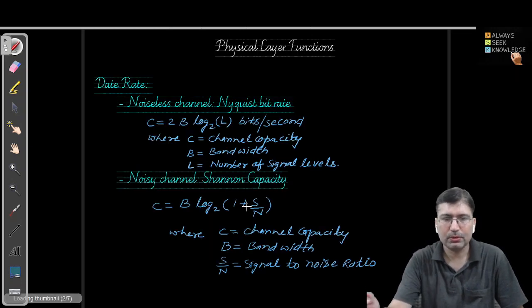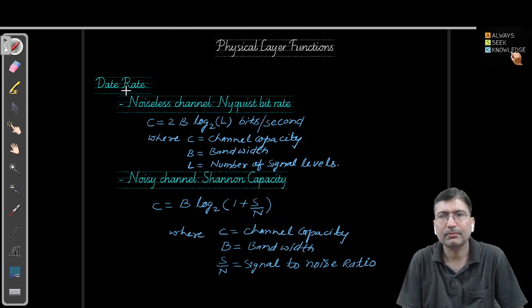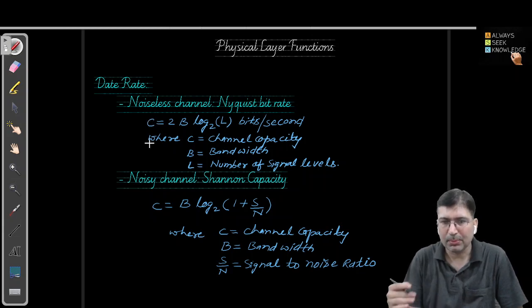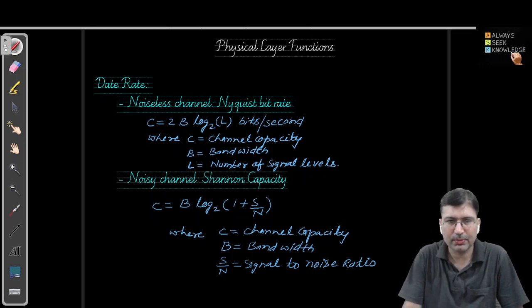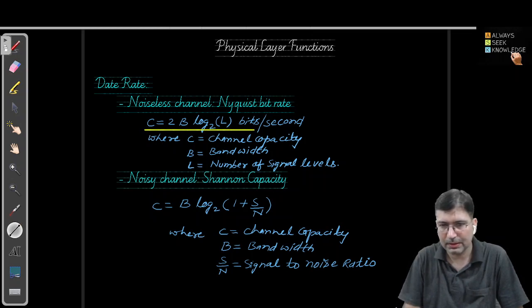Now, the physical layer also decides the data rate. So in order to decide the data rate, the physical layer first senses the channel. If the channel is noiseless, then the capacity of the channel can be calculated by the Nyquist bitrate. So you can remember the Nyquist bitrate formula. So I'm highlighting it here. The Nyquist bitrate is given like this by Nyquist.